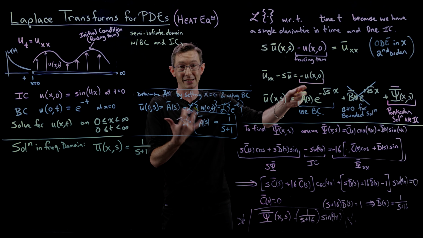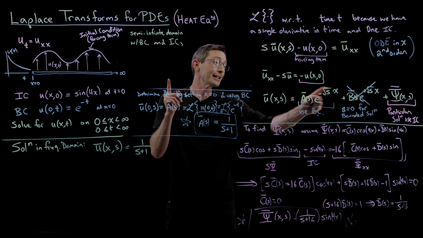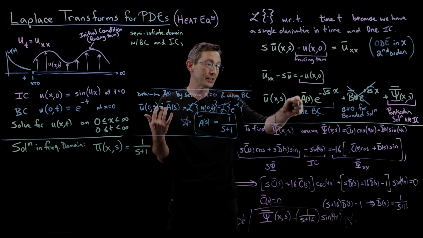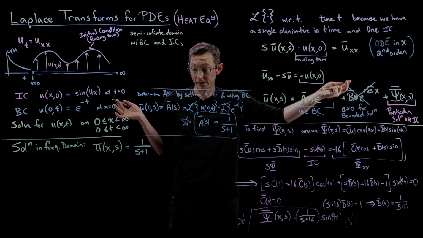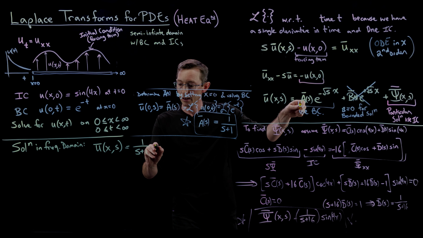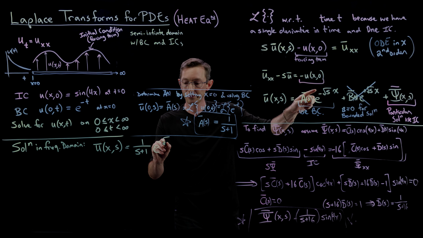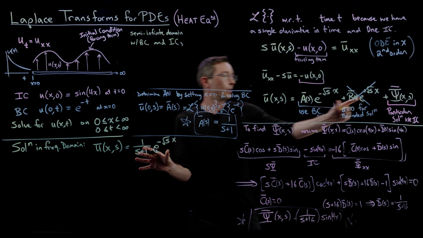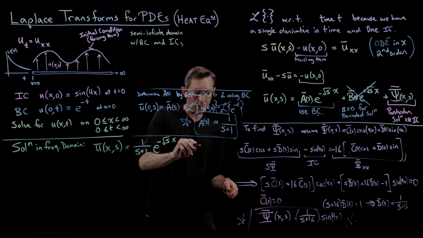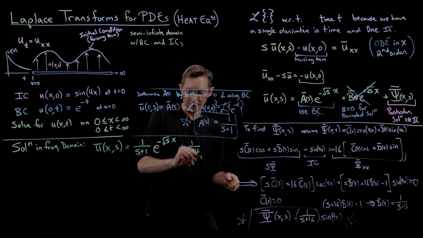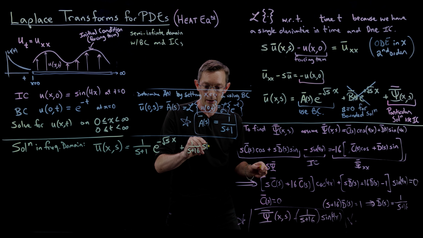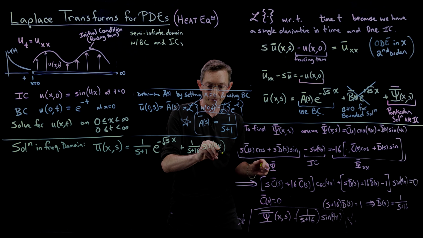It's not just a constant, it's a transfer function, which is a constant with respect to space, again, because this is Laplace transform in time. So this whole thing is a constant as far as space is concerned. But this is a transfer function. It's 1 over s plus 1, e to the minus root s x, plus the particular solution, 1 over s plus 16, I hope that's not s, yeah, that's s over 16, sine of 4x.